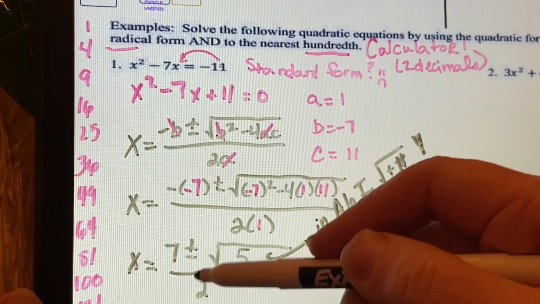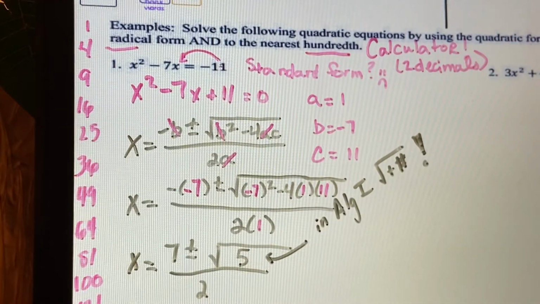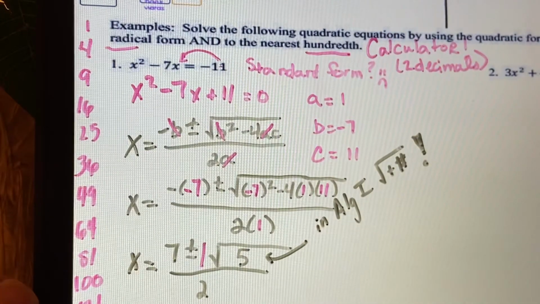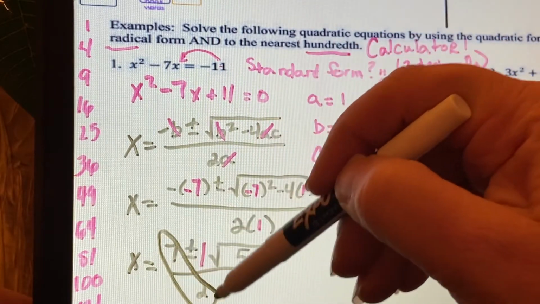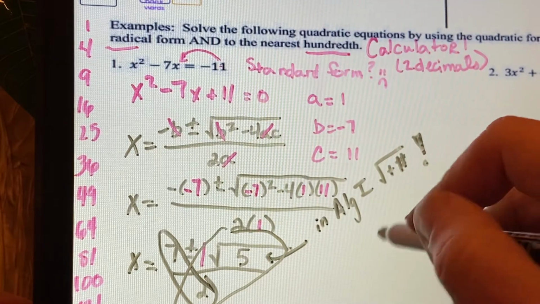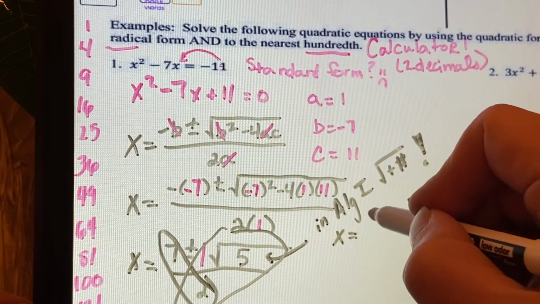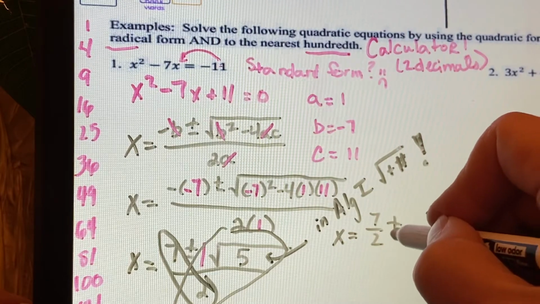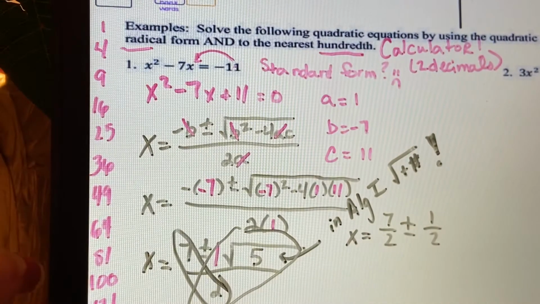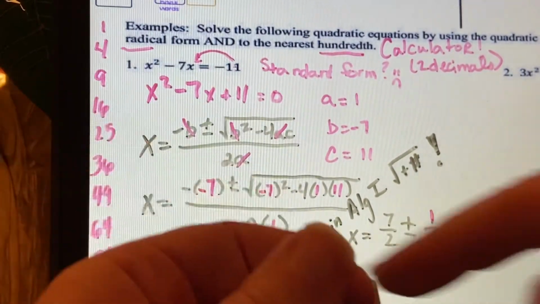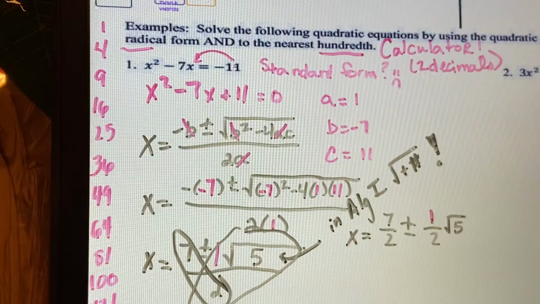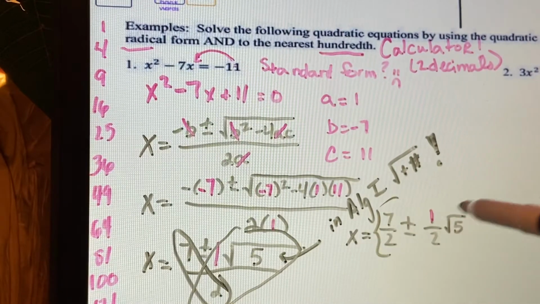Now I'm going to write this with two separate fractions. If you realize there's an invisible 1 right here because it's 1 times root 5. So I'm going to break this up like this, and then I'm going to break it up as a fraction like this. So I'm going to say x equals, now this is going to be the exact answer, 7/2 plus or minus 1/2. That's that invisible 1 right there that I wrote in red. Square root of 5. So that is your exact answer. We can throw that in the solution set.